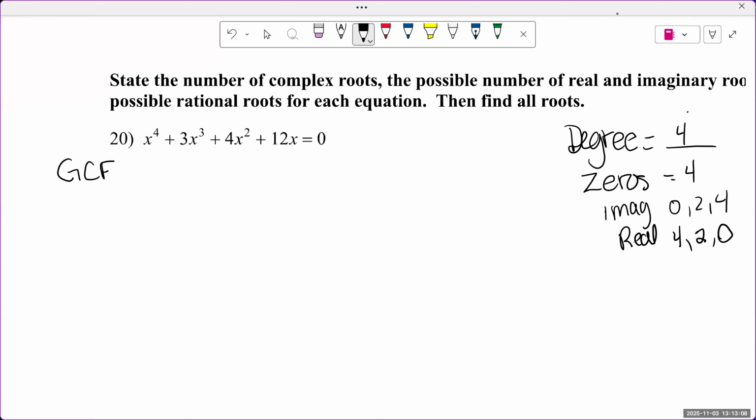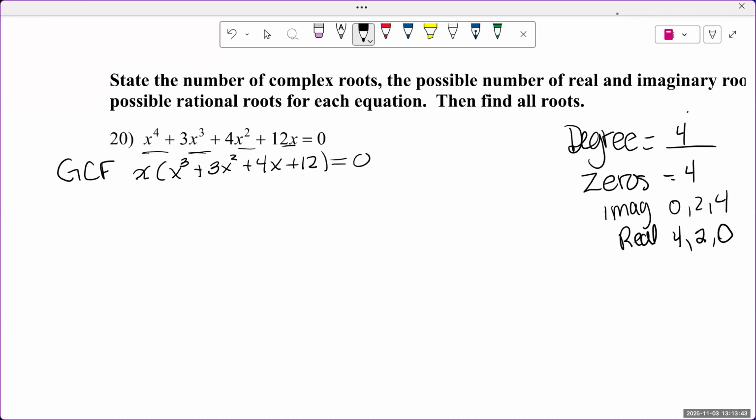Now, this is degree 4. That's a lot of factors to find. But there's something we need to start with. Do you see that they all have a GCF of x? So we are going to factor out that x, and already that has brought it from a degree 4 down to a degree 3. So we have already found one of the roots.